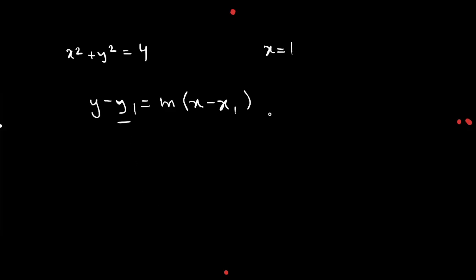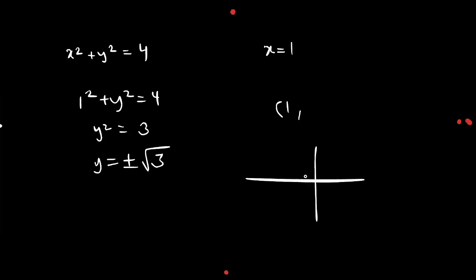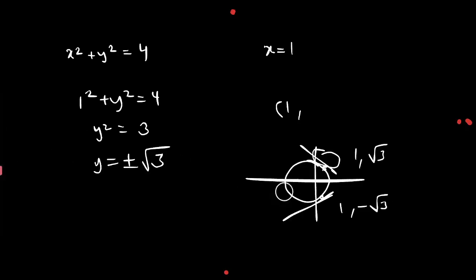We can first figure out what our y1 and our x1 are by simply plugging these values into the equation. We have the equation for this graph, right? We're given our x value already, so it's just 1 comma some y value. Plug that in: 1 squared plus y squared is equal to 4, y squared is equal to 3, y is equal to plus or minus square root of 3. It makes sense that it's plus or minus because remember we had one tangent line over here and the other one over here. So this is 1 comma square root 3, and this is 1 comma minus square root 3. So yeah, this is our point.